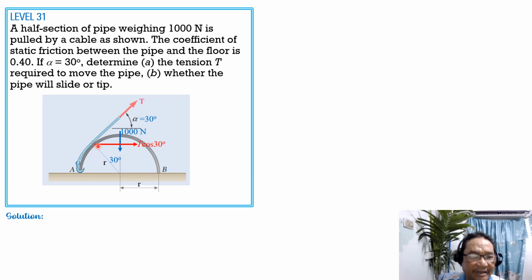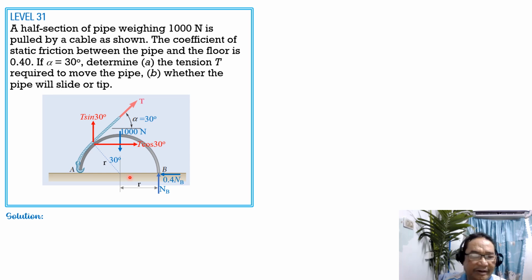Let's resolve the tension into two components, namely T cosine 30 degrees and the other one T sine 30 degrees upward. And friction will be resisted only at B, because the only reaction present is at B when the half section pipe is about to tip about A. So let's investigate or compute T first when the half section pipe is about to tip at B. Then we have T sine 30 degrees. Then NB.